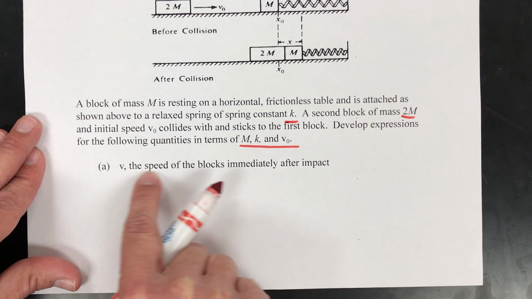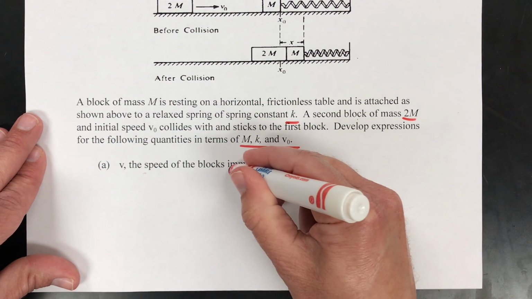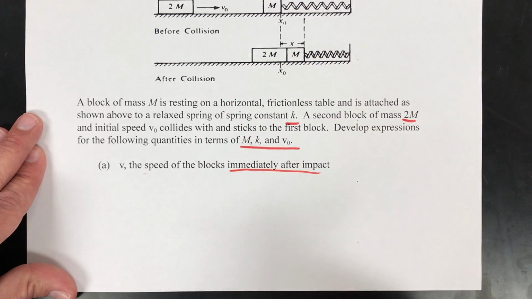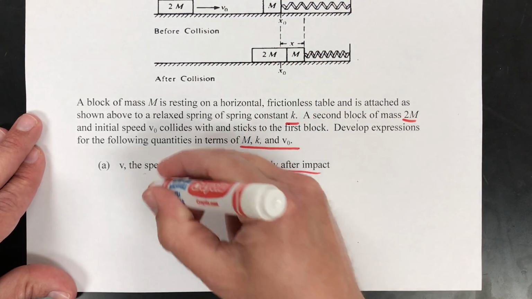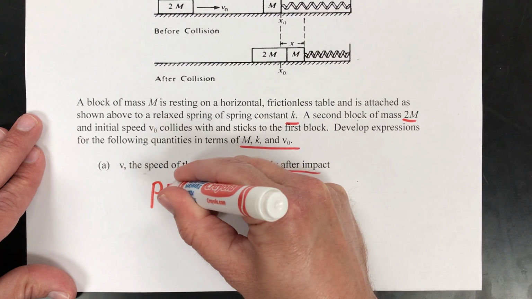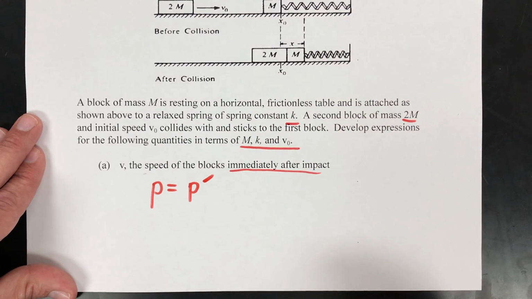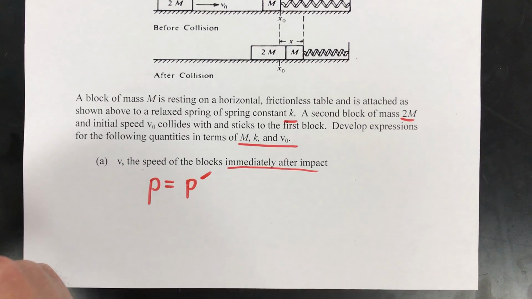So first is v, the speed of the blocks immediately after the collision here. So right after they collide. Remember, anytime you're doing a collision, use conservation of momentum. So the momentum of the system beforehand is equal to the momentum of the system afterwards.